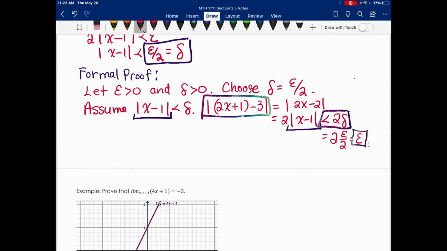So then we would say, therefore, the limit as x approaches 1 of 2x plus 1 is equal to 3. It works.